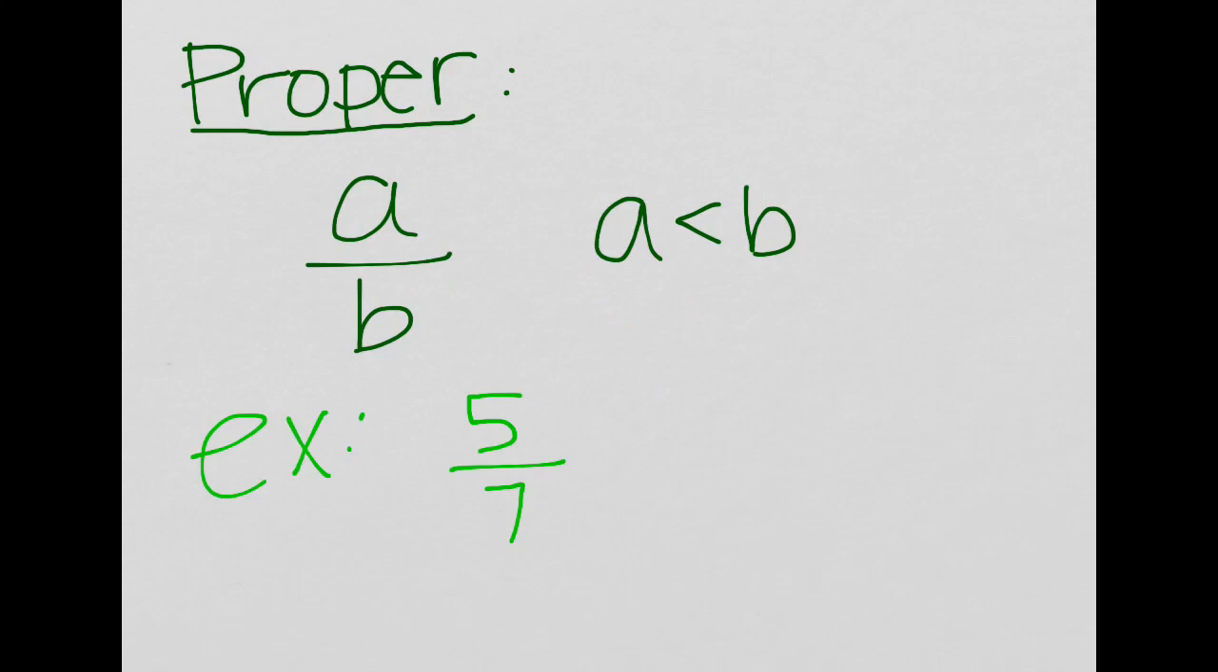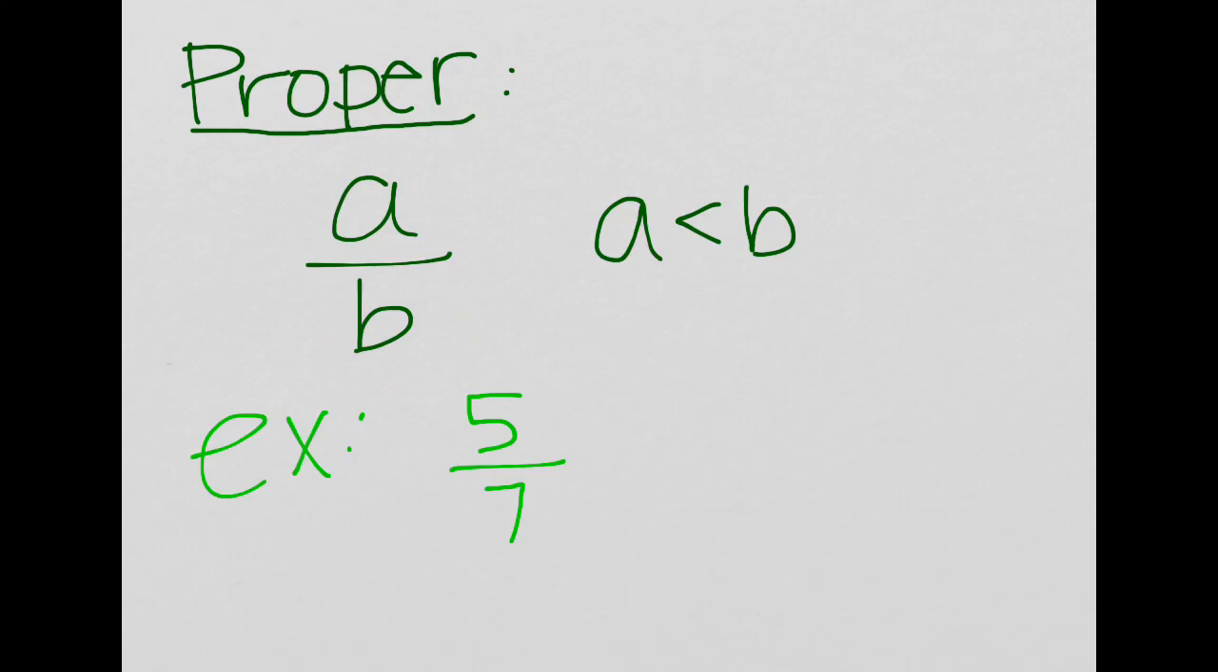A proper fraction is in the form a over b, where a is less than b. That means the numerator is less than the denominator. For example, 5/7. Realize 5 is less than 7, as a is less than b.